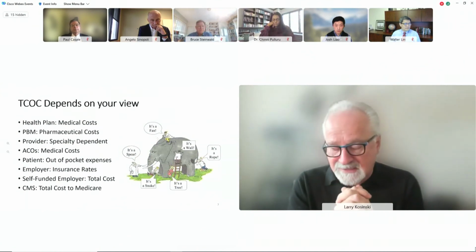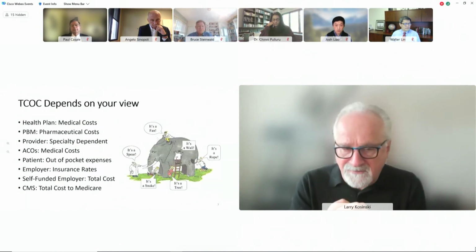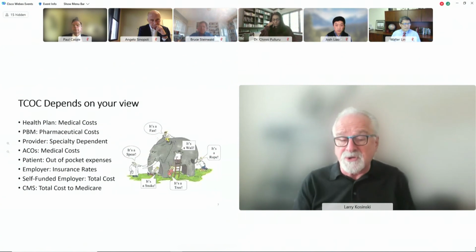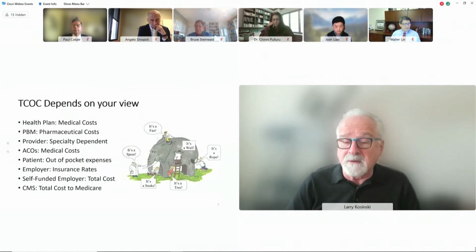So using the elephant analysis, total cost of care depends on your view. Like the example of the elephant, it all has to do with how it looks to you. Most health plans today, commercial health plans, focus on medical costs. This may or may not include provider-administered drugs like biologics, since in most cases, 2/3 of the patients are funded by self-funded employers, and PBMs may be different than that of the health plan.